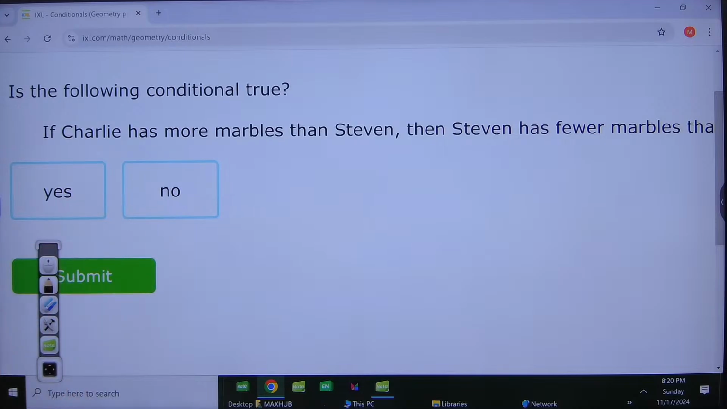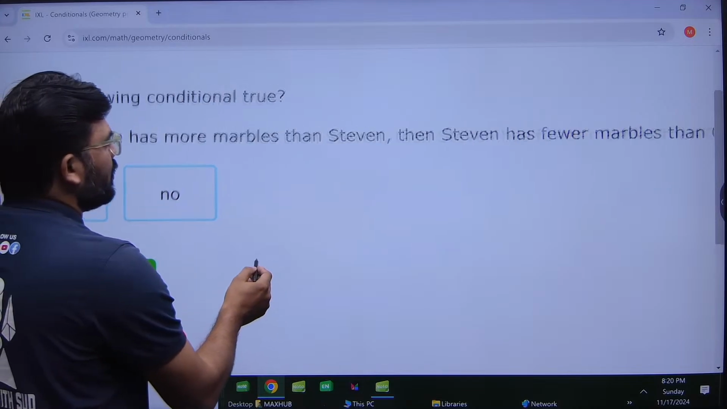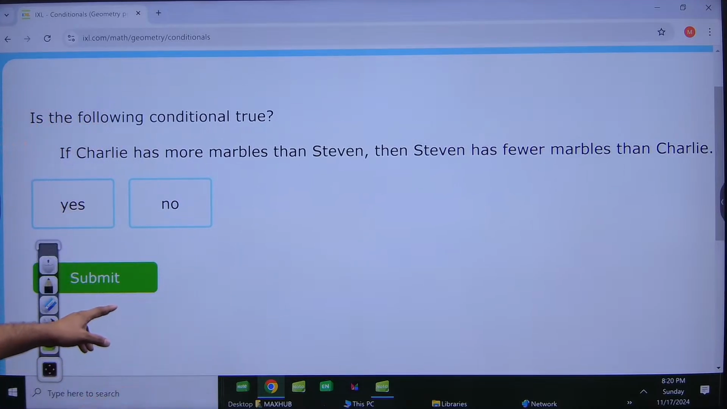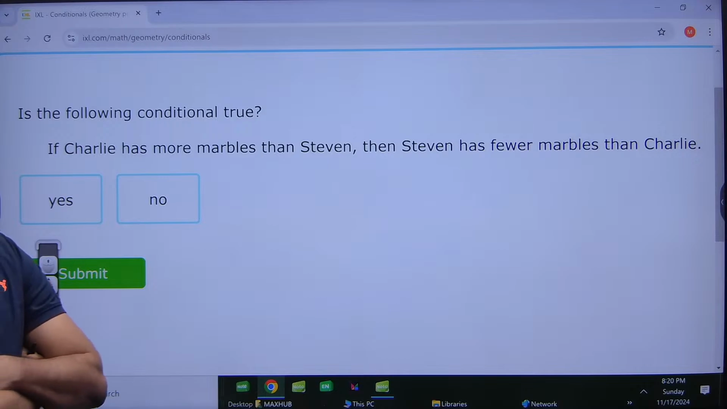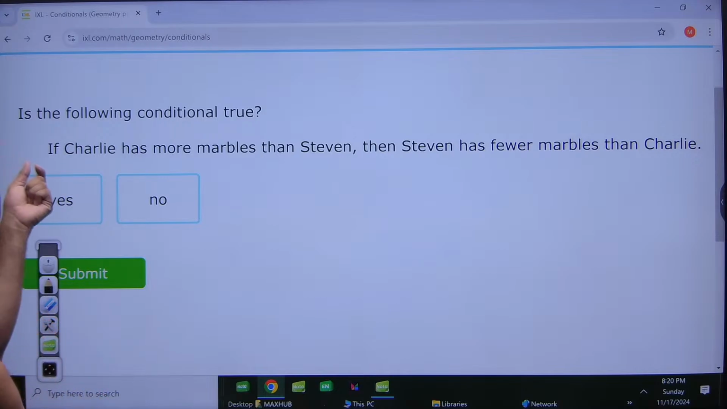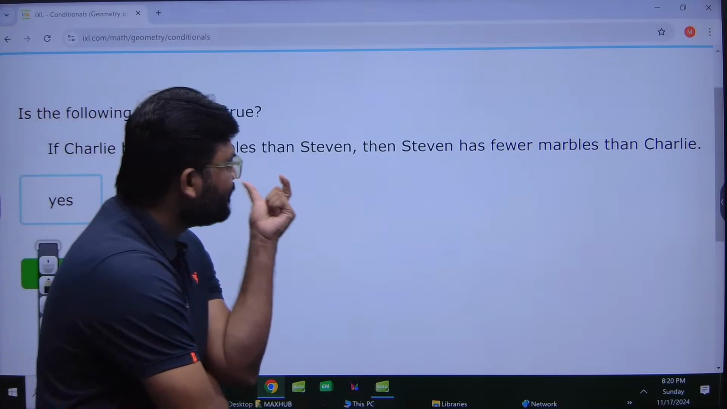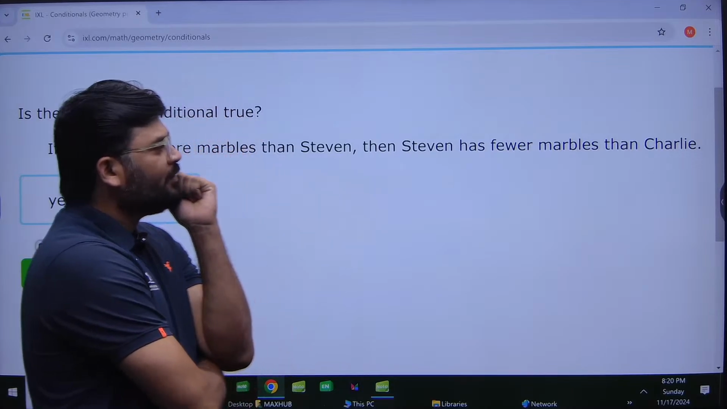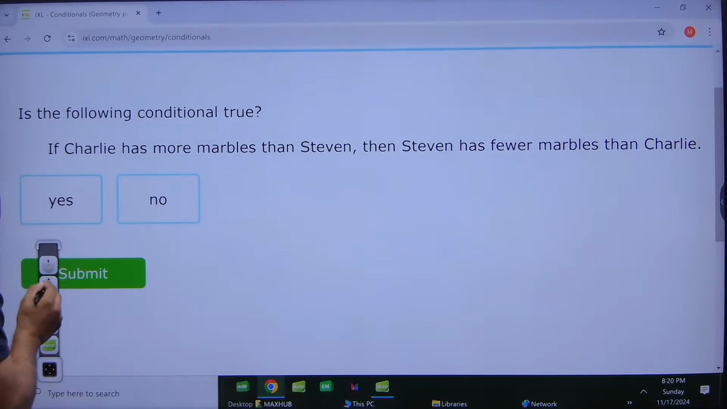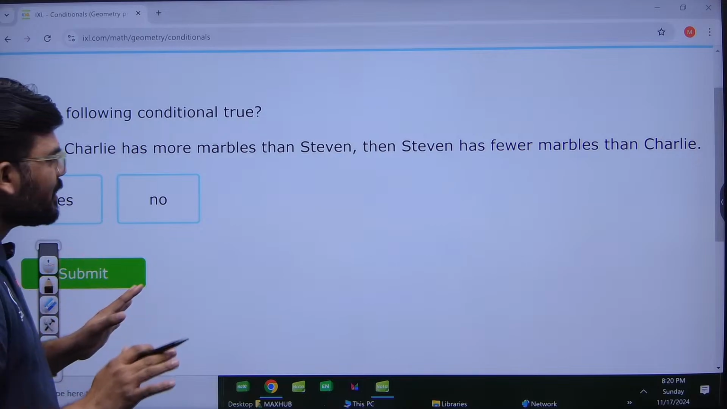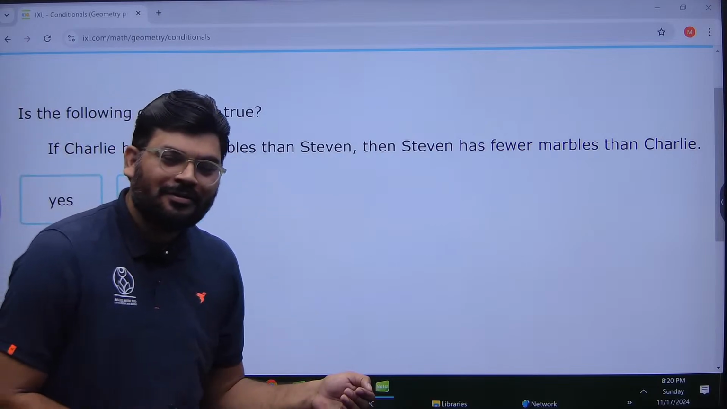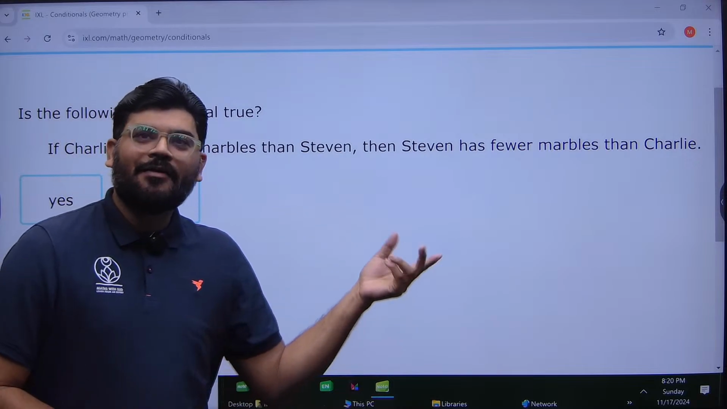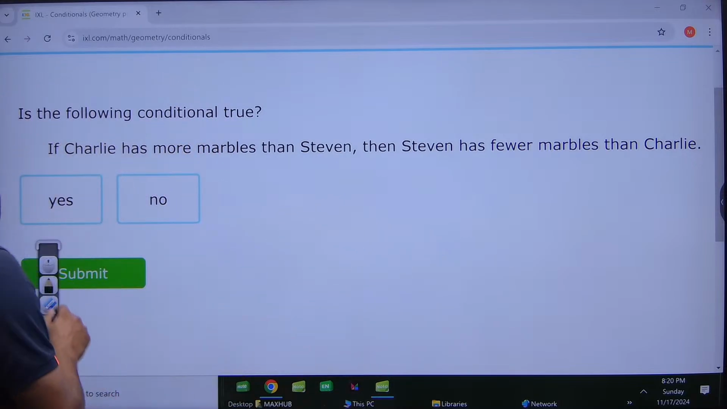If Charlie has more marbles than Steven, then Steven has fewer marbles than Charlie. Okay, you are agreeing with this? You don't have any counter example? No, I don't. Because when Charlie is already having more, it is but obvious that Steven will have fewer.